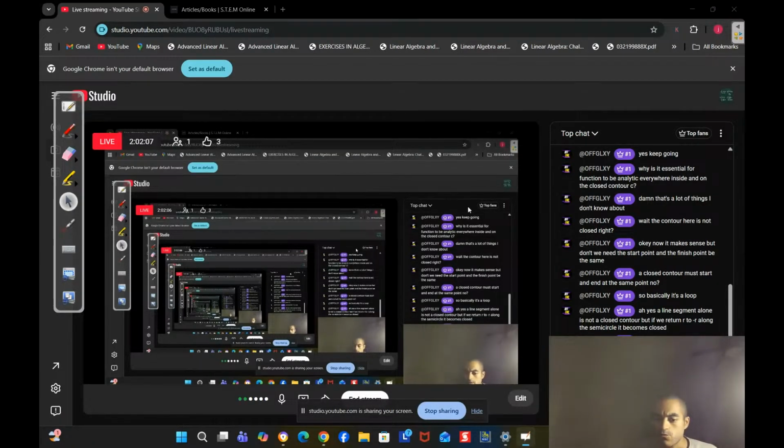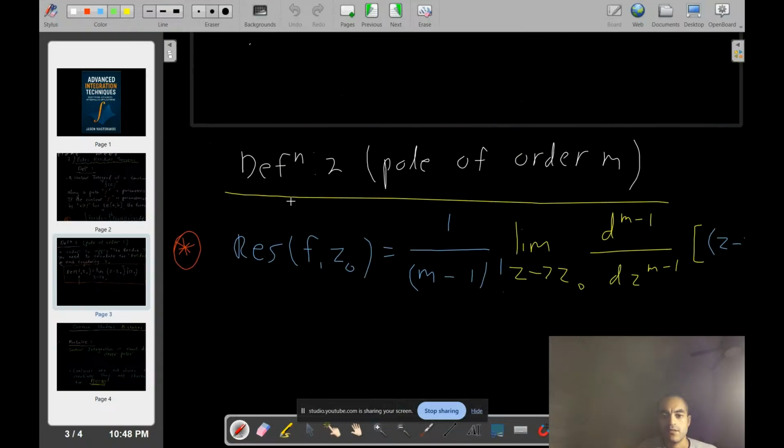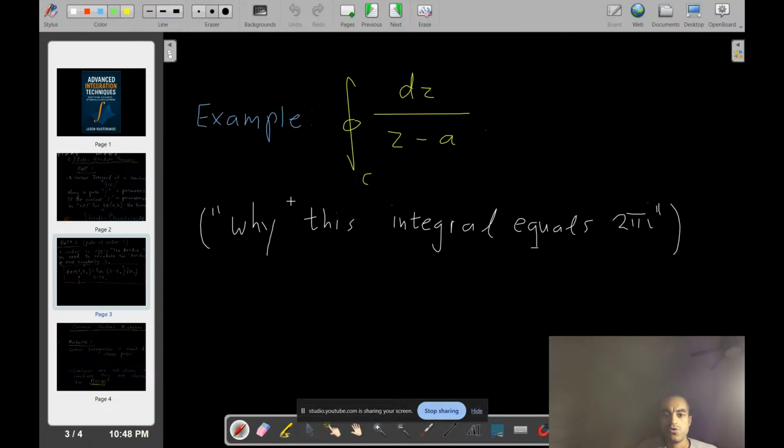Oh, when is the residue theorem used, right? That's what you mean, right? When is the residue theorem used? Okay, so the residue theorem is used every time you have to use contour integration to calculate something. I'm going to give you an example right now. We're ready for examples, okay? So I'll give you this example.